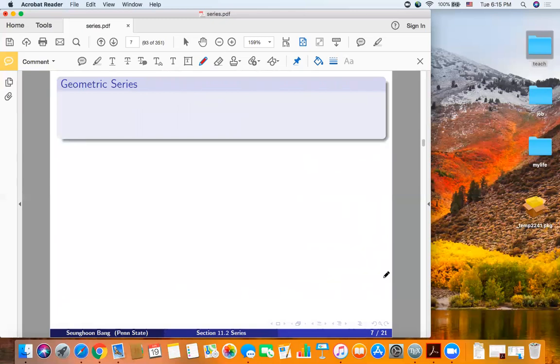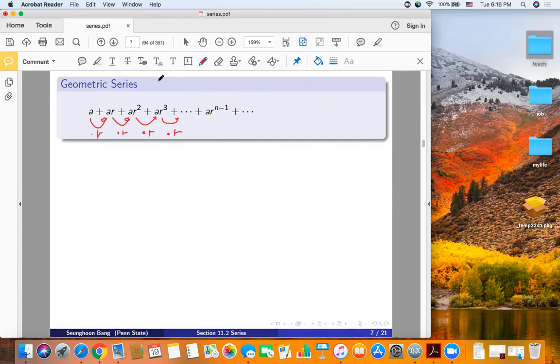The next one, geometric series. What's a geometric series? Here, a plus ar plus ar squared plus ar cubed, till ar to the n minus 1, plus, and so on. We call this a geometric series. How can you find the second term from the first one? The first term times r. How can you find the third term from the second term? Times r. How can you find the fourth term from the third term? Times r. So the next one is times r. So we call this a geometric series.